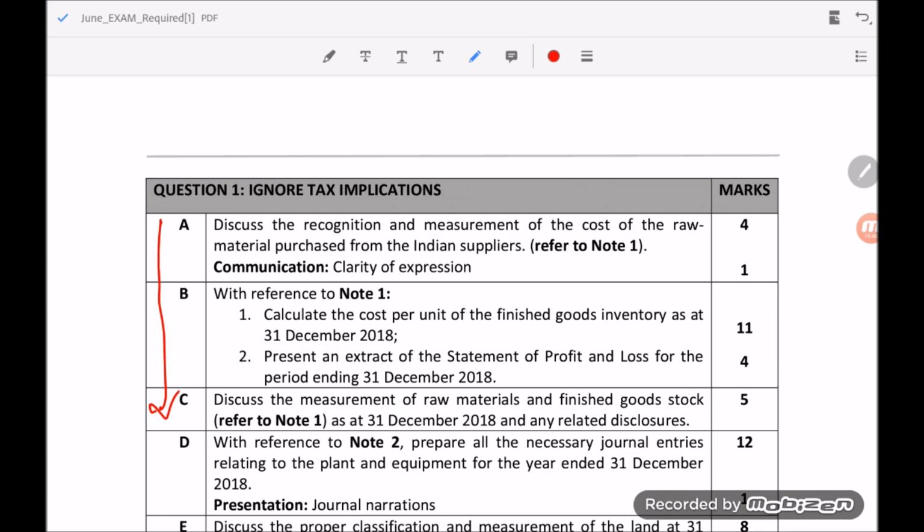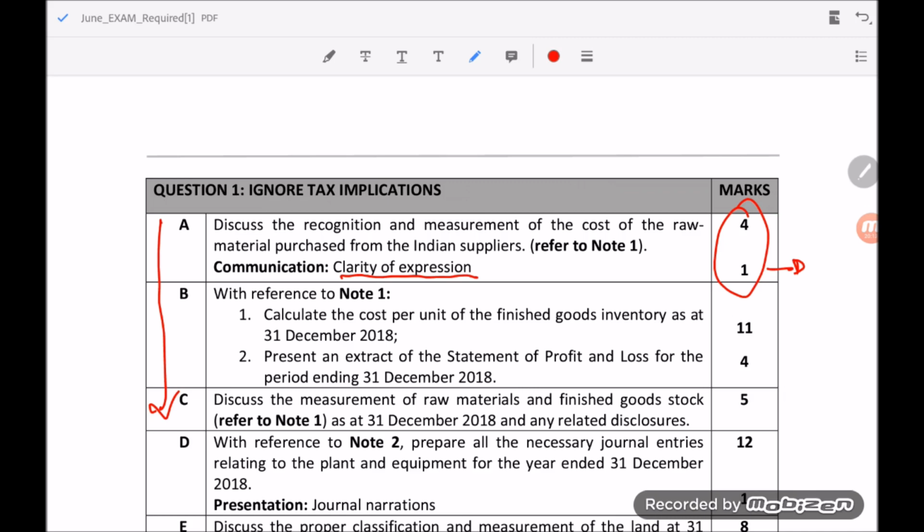Now quite a good question, but look at this now. This is only for 5 marks. And of those 5 marks, 1 is for communication. And the type of communication that they want is clarity of expression. This is an easy mark, ladies and gentlemen, that you need to get. Be clear. Express yourself clearly to the examiner. So I expect everyone to have gotten this 1 mark.